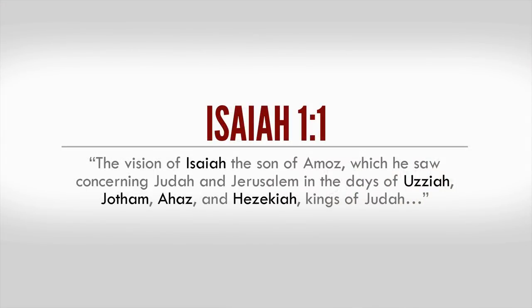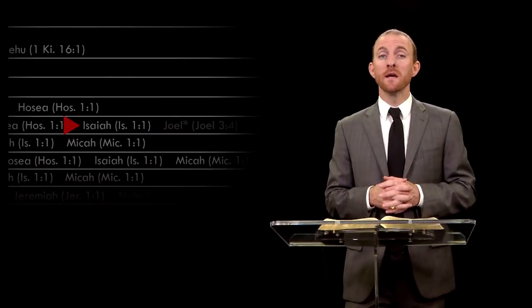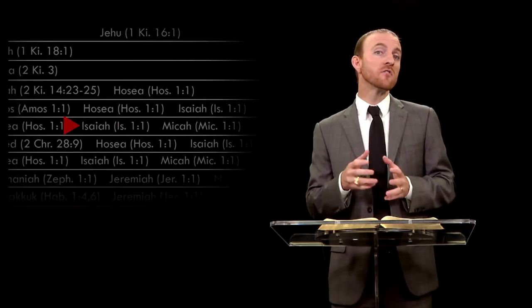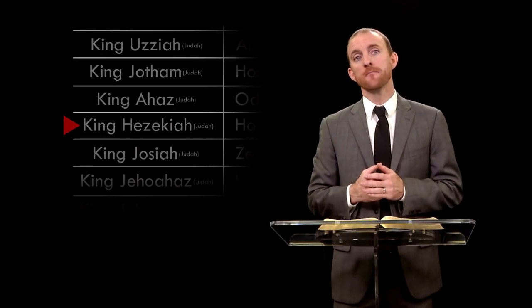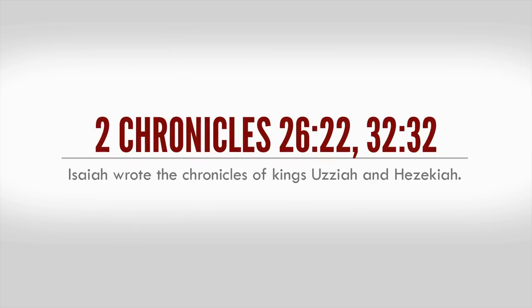Scripture records the vision of Isaiah the son of Amoz, which he saw concerning Judah and Jerusalem in the days of Uzziah, Jotham, Ahaz, and Hezekiah, kings of Judah. Isaiah 1 and verse 1. Thus we will begin his work under the reign of Uzziah and extend it all the way to the reign of Hezekiah. Isaiah was apparently responsible for chronicling the acts of Uzziah, according to 2 Chronicles 26 and verse 22, as well as the acts of Hezekiah, 2 Chronicles 32 and verse 32.